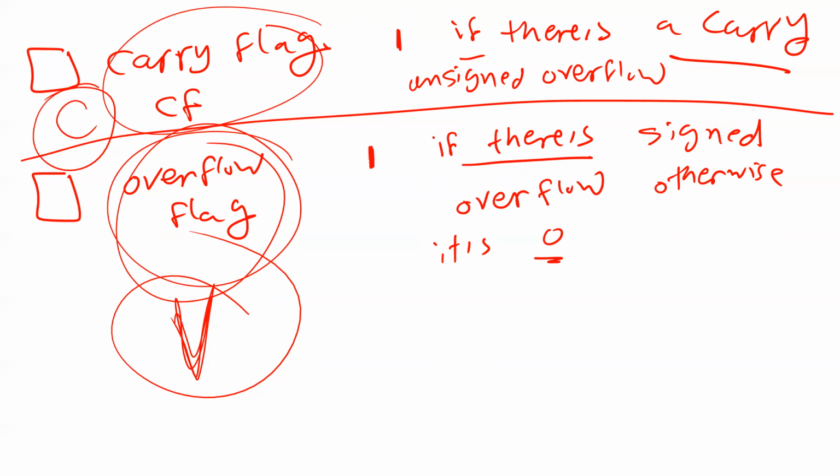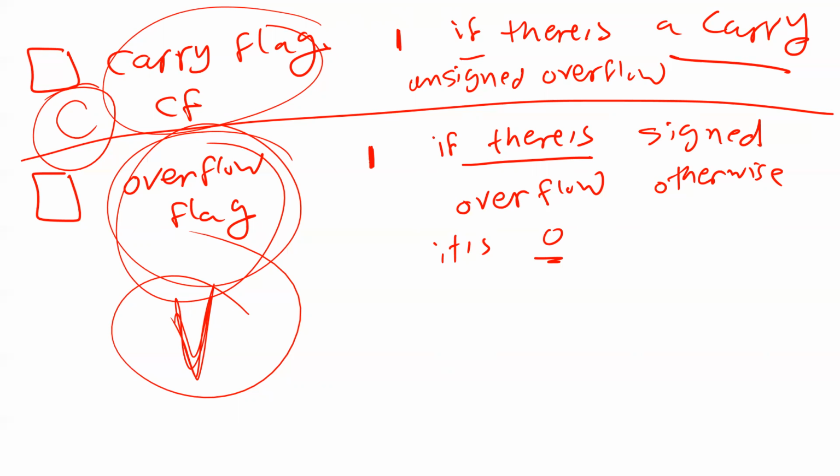After I do the addition, I want to check if there is overflow or not. If there is no overflow, that means the result I got is the correct result, right? But if there is overflow, that means it's a wrong result. So my question is, how can I know? Very simple. If your numbers are unsigned, who's going to tell you? The carry flag is going to tell you. If your numbers are signed, who's going to tell you? The V flag, the overflow flag, is going to tell you.